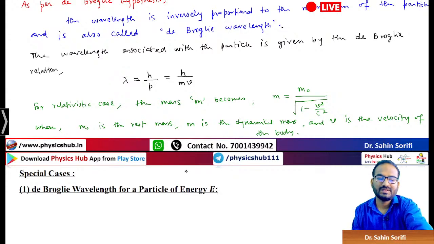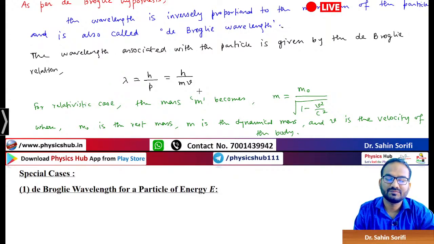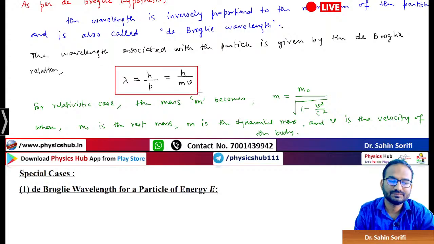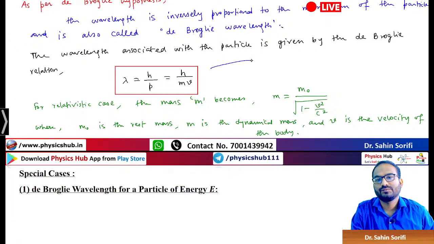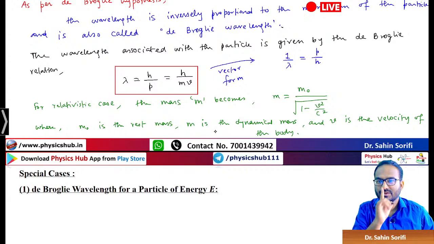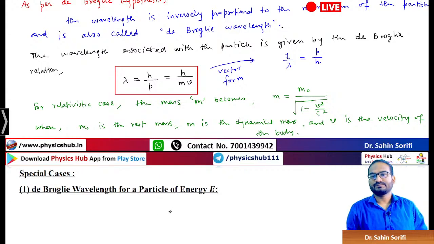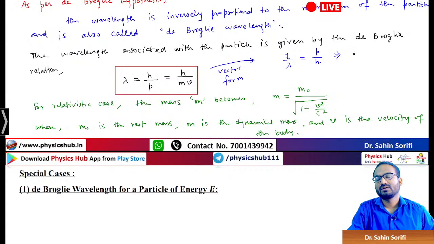Now, this lambda equals h by p, we can also express it vectorially. How? If I go for the vector form, we can write 1 upon lambda equals p by h. Now, if I multiply 2 pi on both sides, it becomes 2 pi by lambda, and this becomes p into 2 pi, so we can write h by 2 pi.